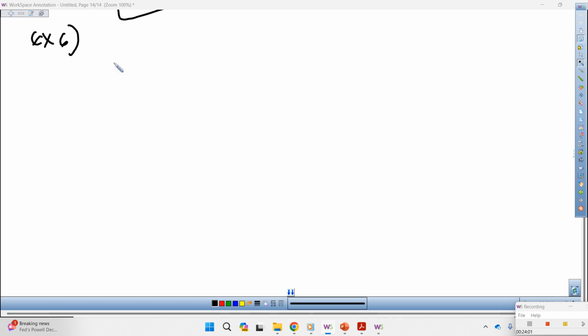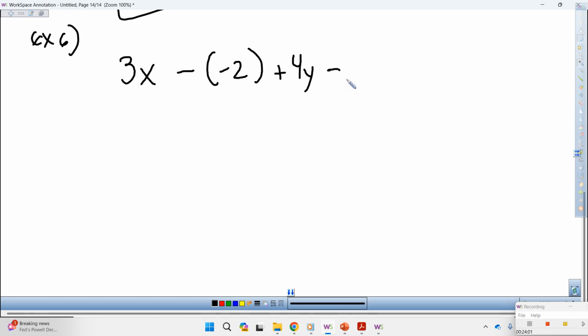Example 6. Let's do 3x minus -2 plus 4y minus -1 plus 2x plus 3.